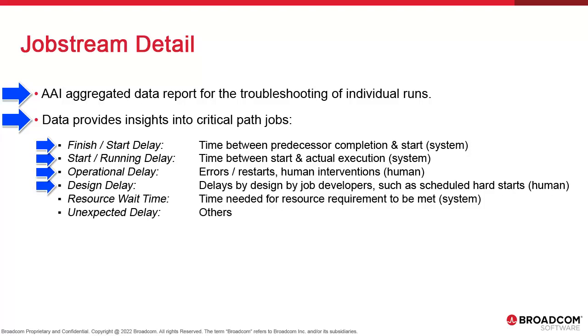Design delays point to system submissions held back by design. Say a job start set artificially to a hard time. A predecessor ends at 8 a.m., the job owner sets the critical path job to start at 9, you have a 1-hour design delay. Resource wait times point to executions held back while waiting for a virtual resource to free up and have enough capacity to execute the job. Unexpected delays are all delays that do not fall in the first 5 categories.